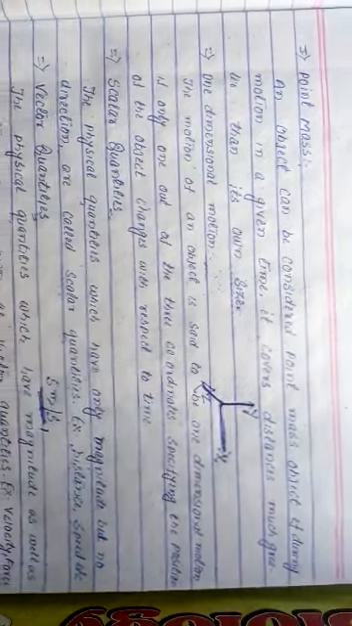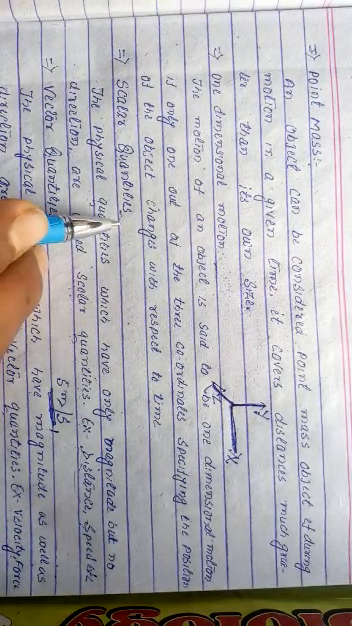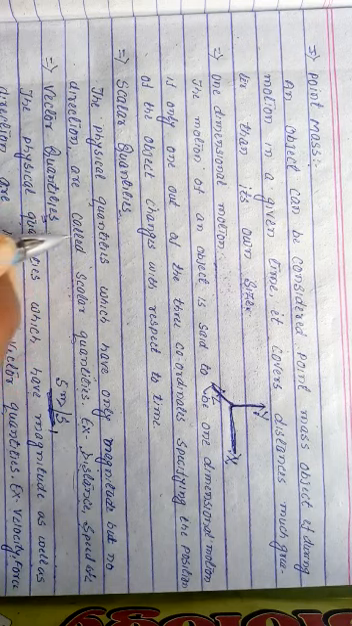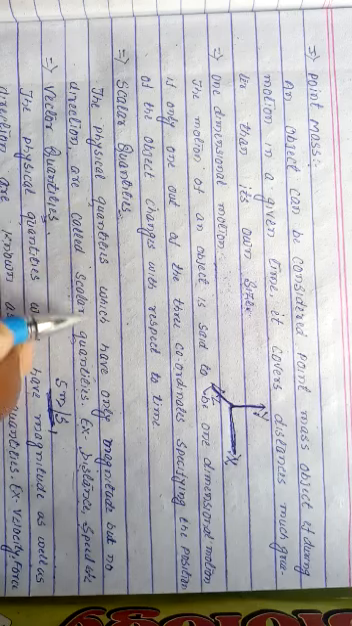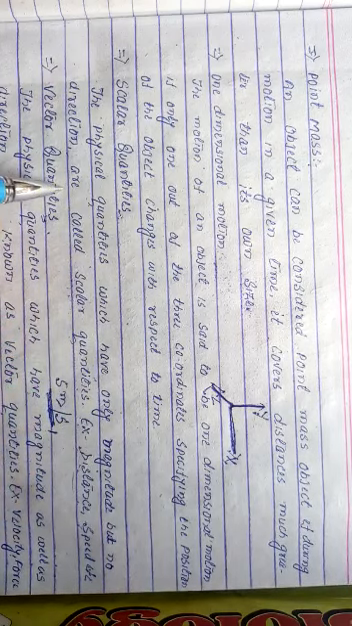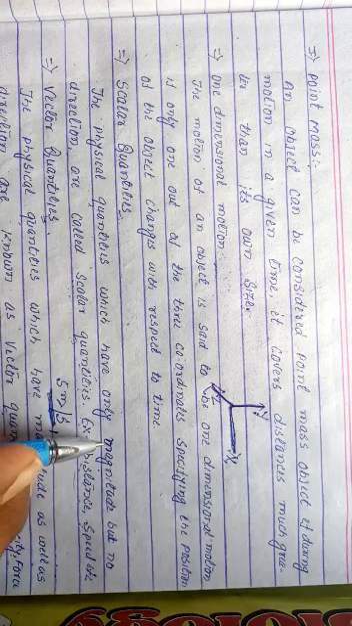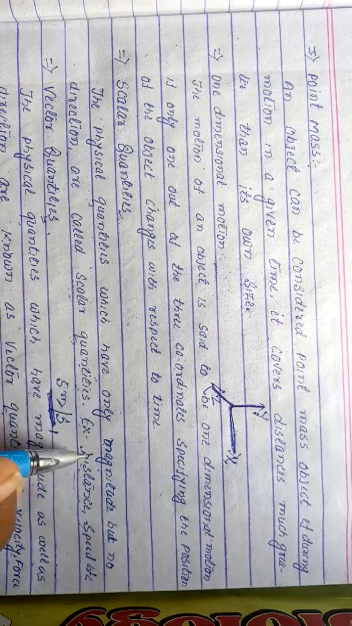Now we will consider the scalar quantity. All the physical quantities we use in physics are classified under two headings. One is called a scalar quantity and another is called a vector quantity. What is a scalar quantity? The physical quantities which have only magnitude but no direction are called scalar quantities, like distance and speed.